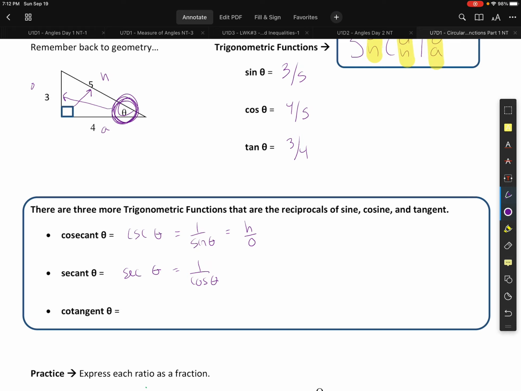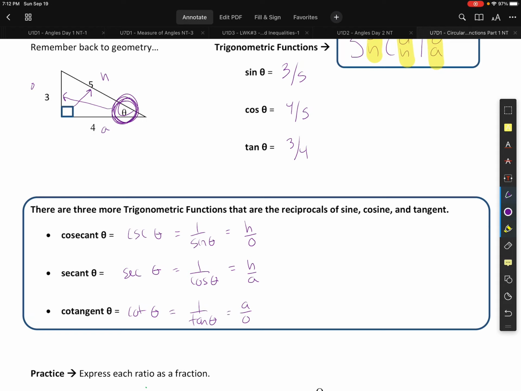So if secant goes with cos, cos is adjacent over hypotenuse. This is hypotenuse over adjacent. Cotangent, COT theta, 1 over tan theta. And if tan is opposite over adjacent, this is adjacent over opposite.